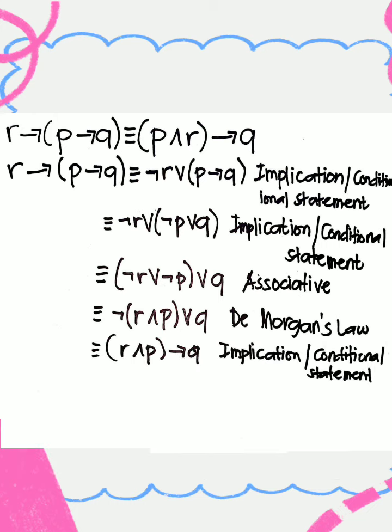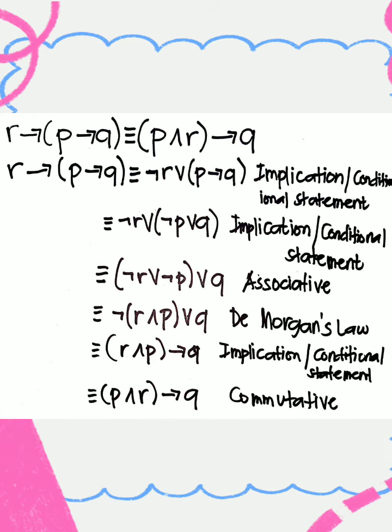And at this moment, I'm thinking about the commutative law, which says R and P is equivalent to P and R. So we have (P and R) implies Q. And that's exactly what I wanted to prove. So even though the logical statements are not all equal, they are logically equivalent through a collection of logical laws.